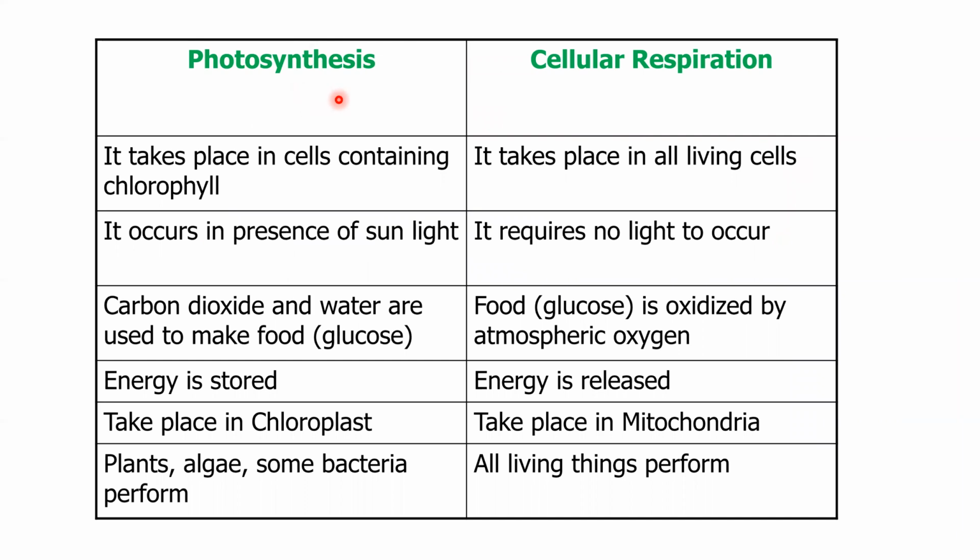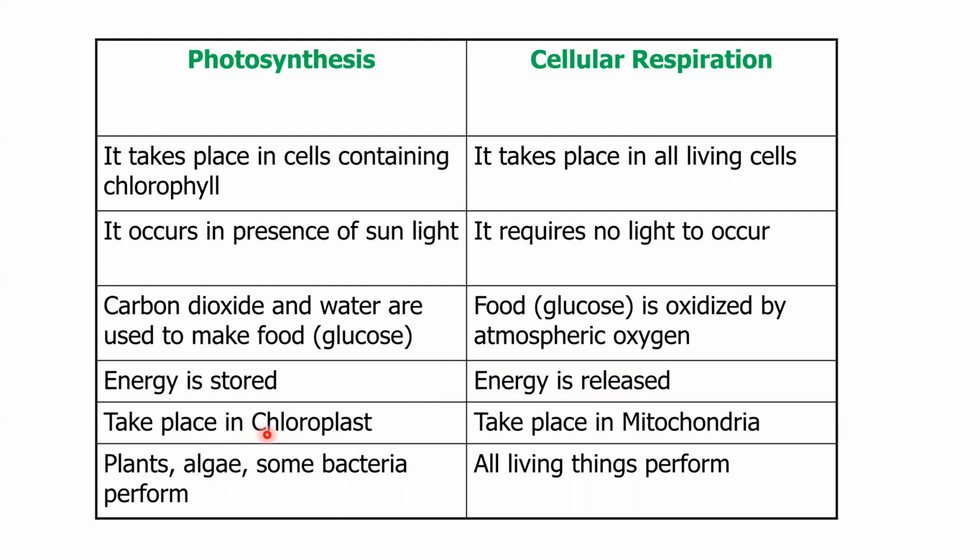So here we're comparing photosynthesis and cellular respiration. Photosynthesis takes place in cells containing chlorophyll, respiration in all living cells. Photosynthesis requires light. Cellular respiration, no light required to occur. In photosynthesis, carbon dioxide and water are used to make food, glucose. In respiration, food or glucose is oxidized by atmospheric oxygen. In photosynthesis, energy is stored inside this sugar. In cellular respiration, energy is released.